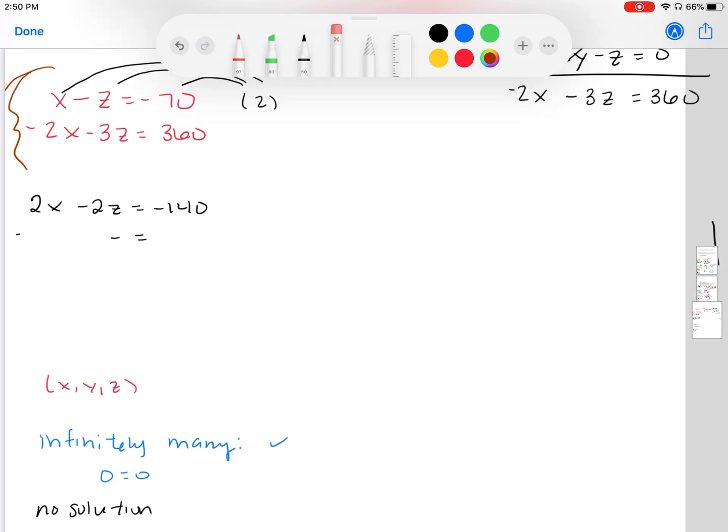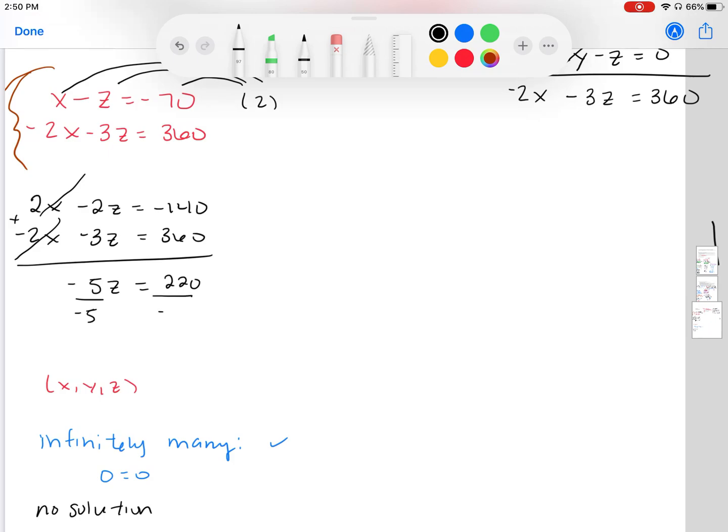I just multiplied my first equation by 2. That second equation did not need any work. So I just have negative 2x minus 3z is equal to 360. Let's go ahead and add. So that's gone. We're left with negative 5z. And negative 140 plus 360, we get 220. All right, we divide by a negative 5. z is equal to negative 44.